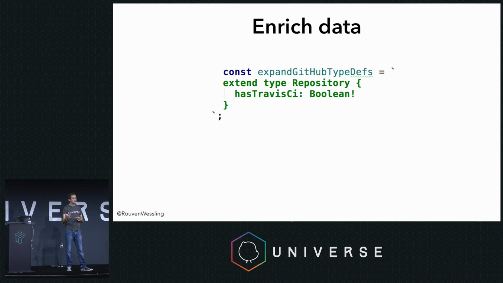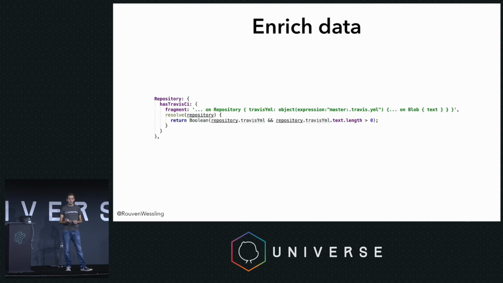If it does, I can query Travis CI for the build set of this project. If it doesn't have it, I don't need to query. So I want to expand the type repository that comes from the GitHub GraphQL API, add a new field hasTravisCI, and it's going to be a Boolean, and it's never going to be null. And then I write a resolver. First, I need to have the fragment. I'm querying the GitHub object in the master branch for the file .travis.yaml, and it's supposed to treat it as a text blob, so it's a UTF-8 encoded string. And then I simply take that file and see if it exists.